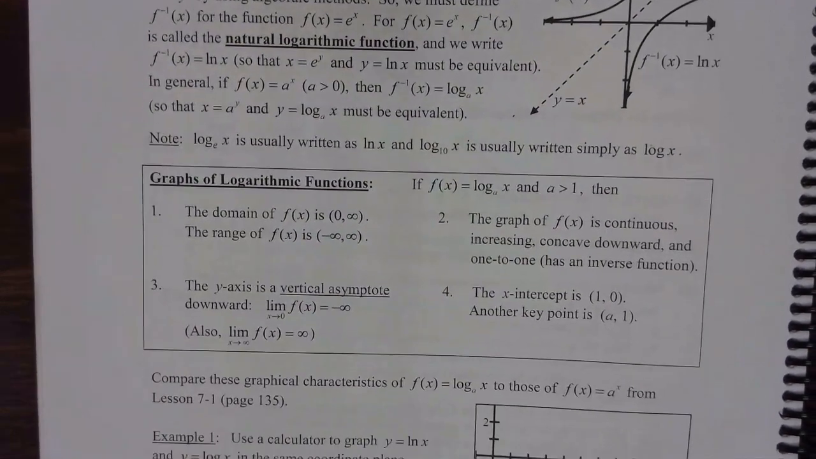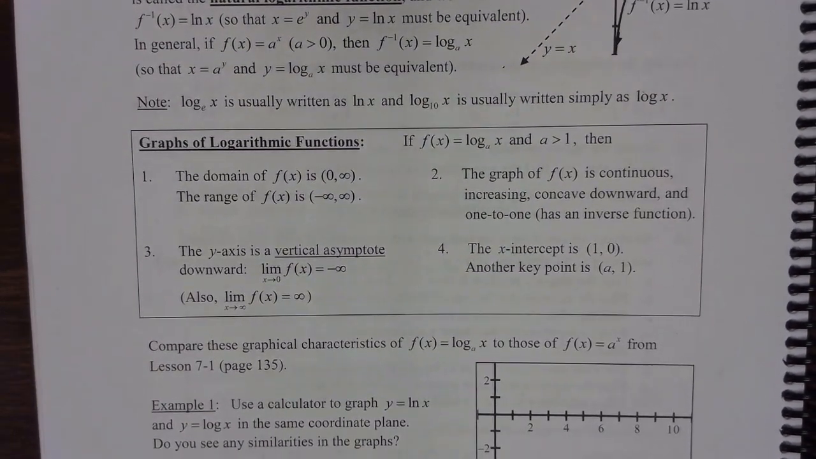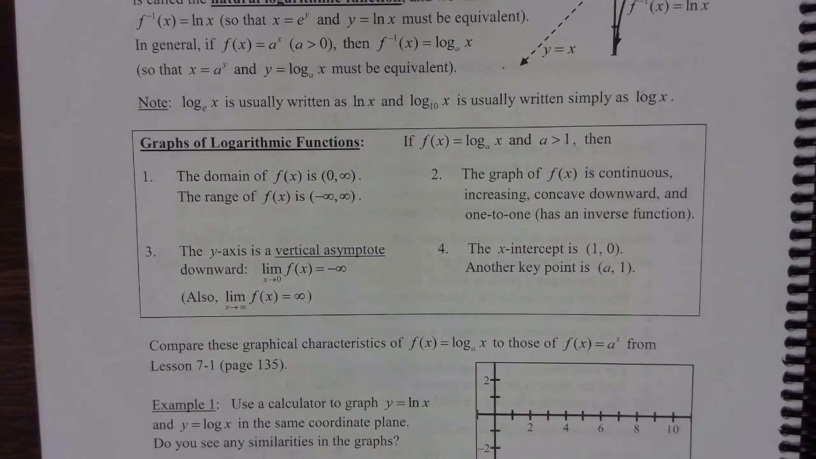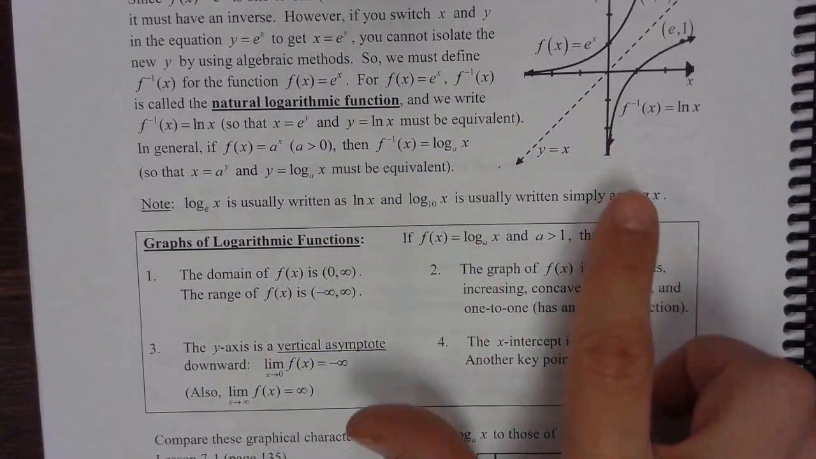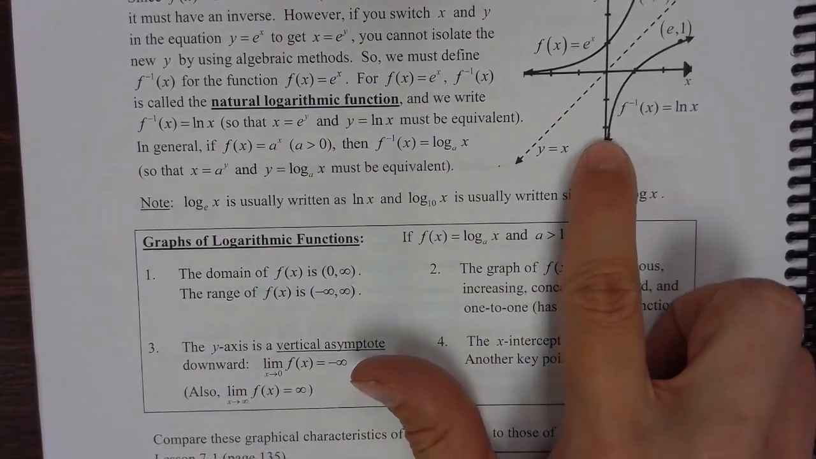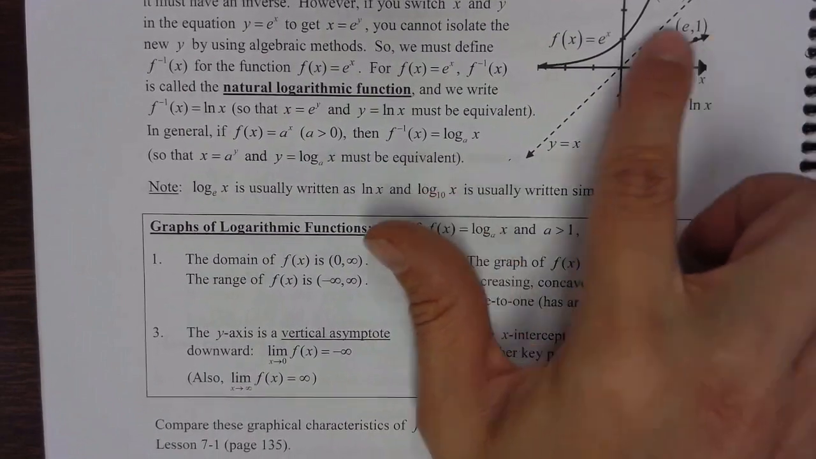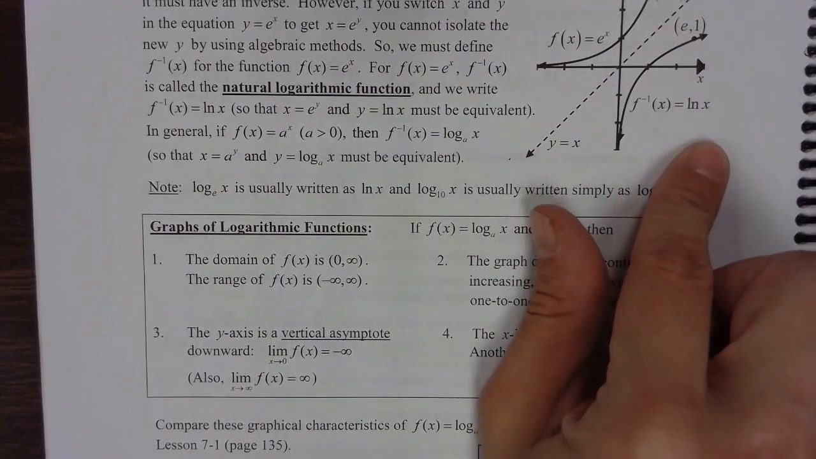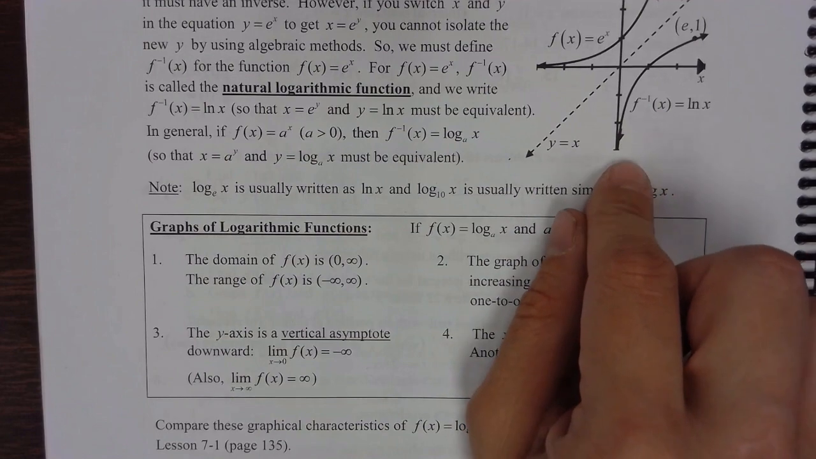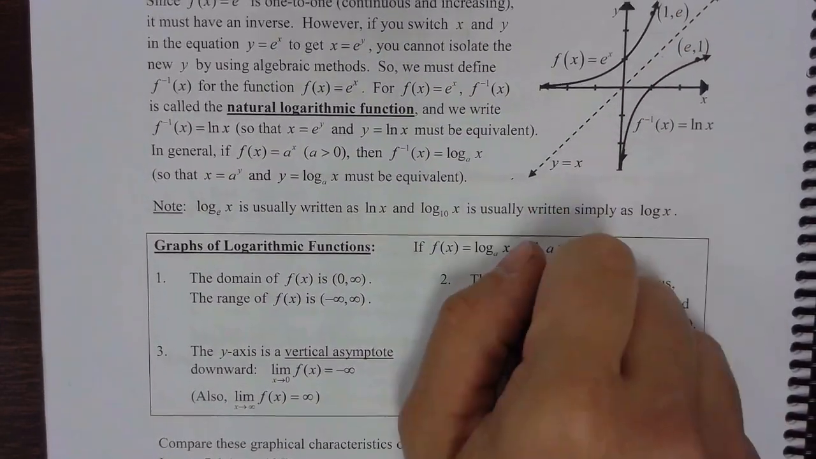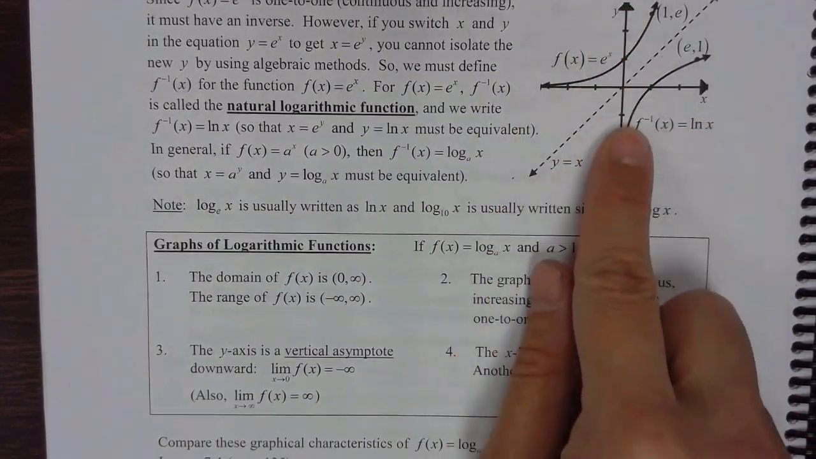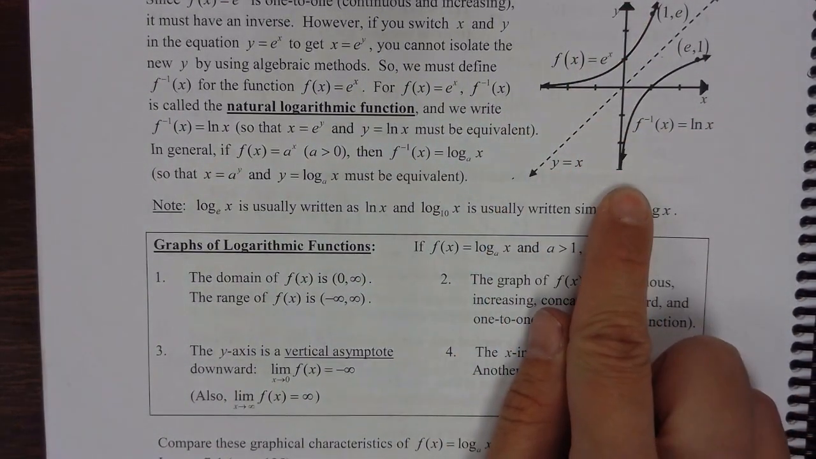So here in this chart it talks about different parts of the graph we want to remember. So the base is greater than 1. Our domain is from 0 to infinity for our ln or our logs. Our range goes from negative infinity to infinity because it keeps continuing. And as you can see, there's a vertical asymptote at the y-axis, so x equals 0.